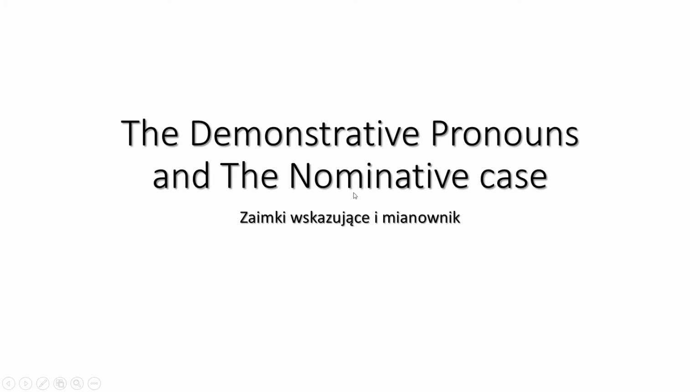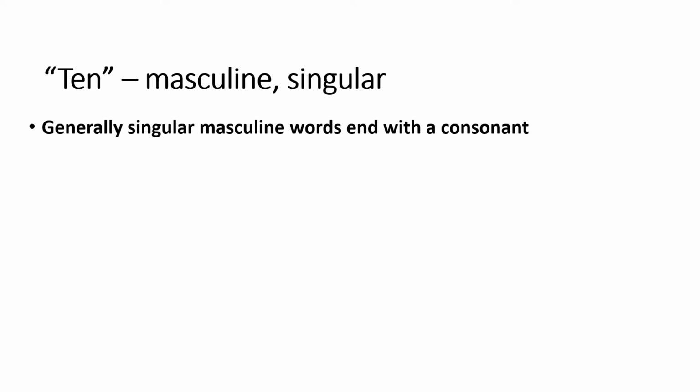Okay, let's see what it's all going to be about. We have to start first with ten. The first zaimek wskazujący is ten, which means this, and you use it for masculine nouns, for masculine things. For example, ten samochód, ten pies, ten mężczyzna.